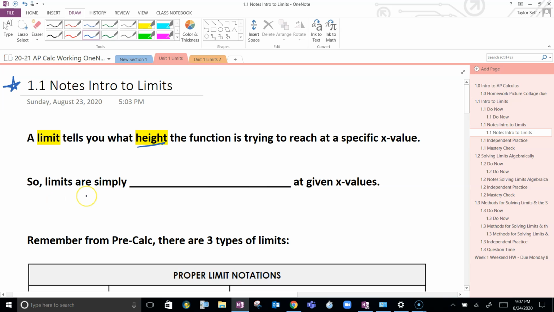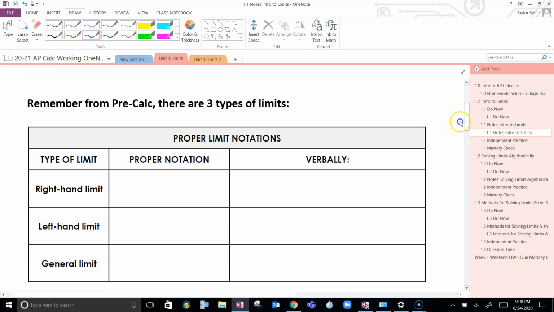And then if we're going to simplify it, limits are y values. So quickly write this down as fast as you can. A height is going to be a y value. So if the limit's telling you the height, the limit is telling you the y value at any given x value. All right, and let's review what you learned about limits last year.